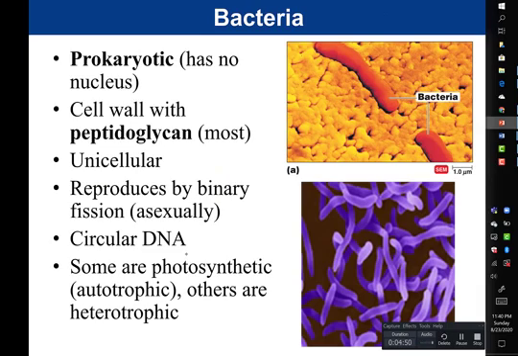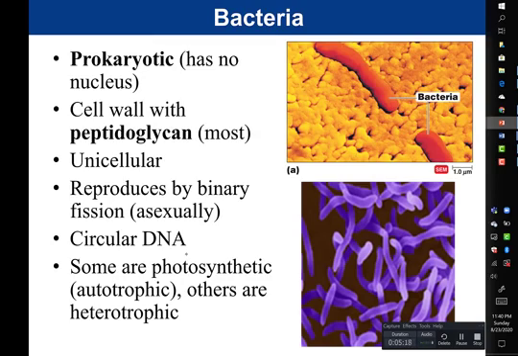So we are going to go through and talk about the different characteristics for these different organisms. We're going to start with bacteria. Bacteria are prokaryotic. Again, that means these are cells that lack a membrane-bound nucleus, so they have no nucleus. They have a cell wall, and that cell wall is usually made of peptidoglycan.